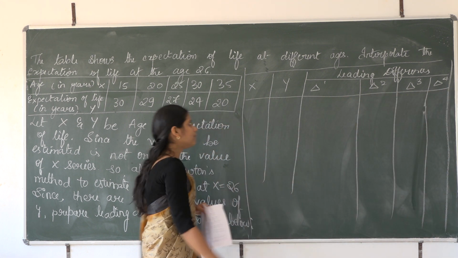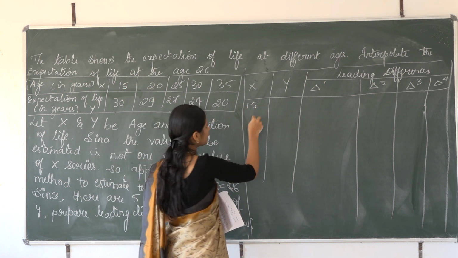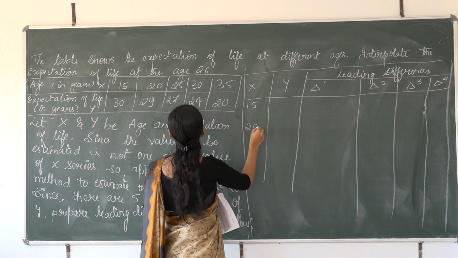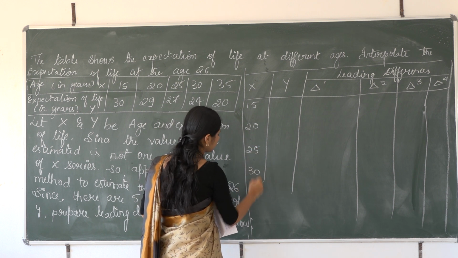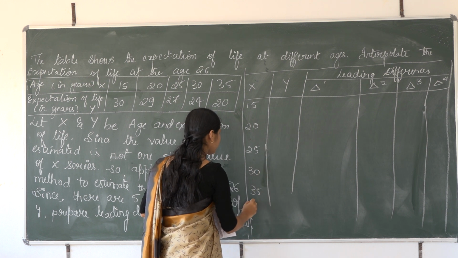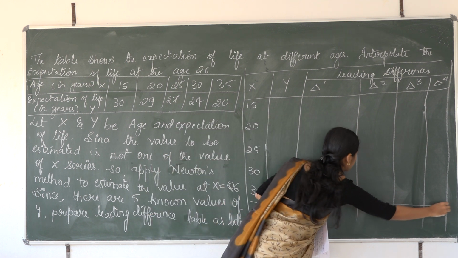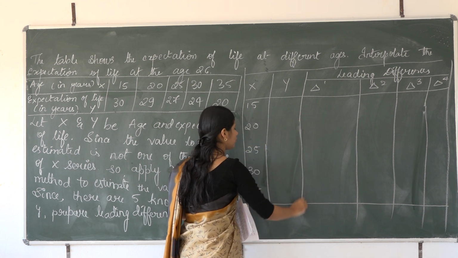First of all, we will write the values of x. The x values are 15, leave one line, next 20, 25, 30, 35. These are the values of x. Next, we are going to write the values of y.